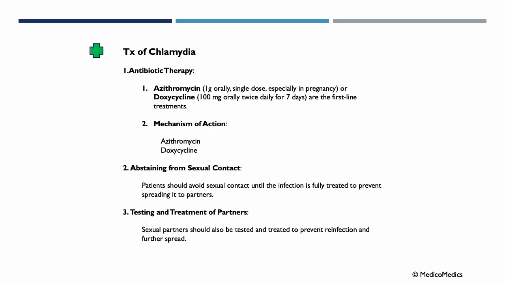And now let's proceed to treatment. So we have antibiotic therapy. We have azithromycin or doxycycline. So azithromycin is given 1 gram orally, single dose, especially in pregnancy. Or we give doxycycline 100 milligrams orally twice daily for 7 days. These are first-line treatments.